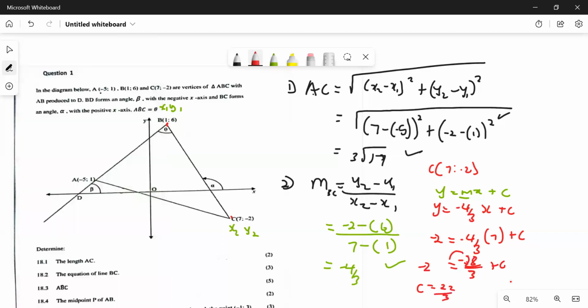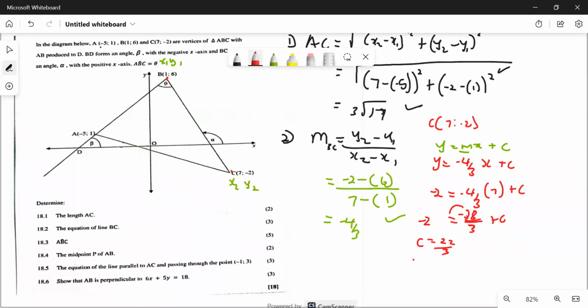Now, what is going to be our equation then? We can say, therefore, our equation is going to be y is equal to minus 4 all over 3 x plus C. Okay, we're going to the next question.